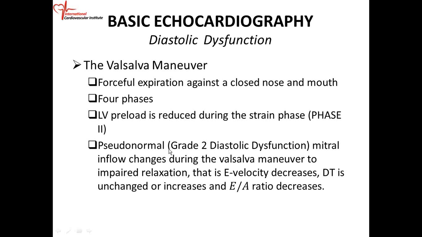So pseudonormal, which is grade 2 diastolic dysfunction, the mitral inflow changes during the Valsalva maneuver to impaired relaxation. That is, the E velocity decreases, deceleration time usually is unchanged, and the ratio decreases. So basically, the Valsalva maneuver can unmask the grade 2, the pseudonormal. All right.